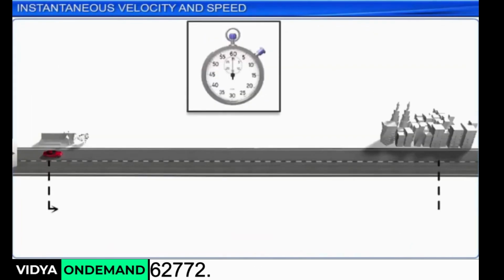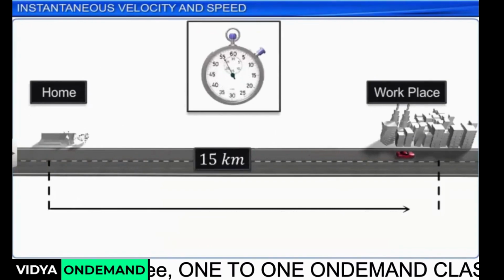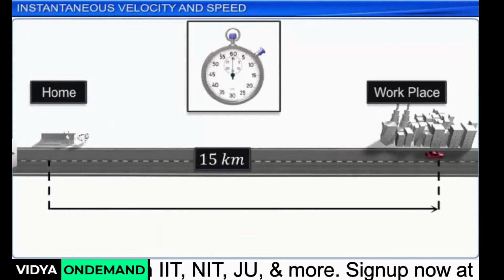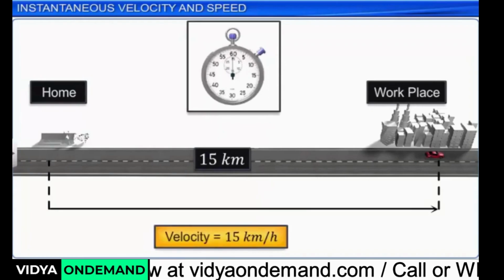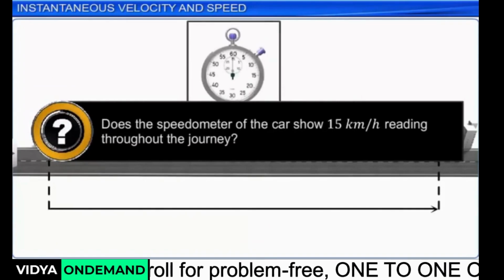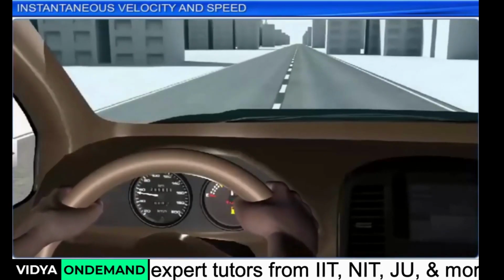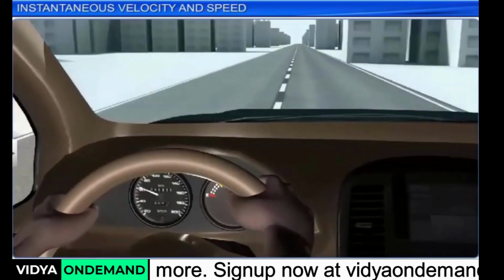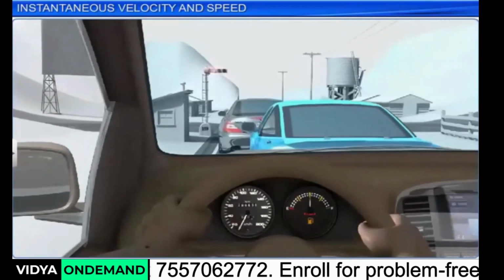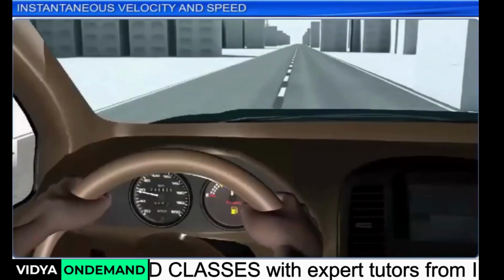Joe travels by a car from his residence to his office, which is 15 kilometers away on a straight road, in 1 hour. We can say that the average velocity of the car is 15 kilometers per hour. Does the speedometer of the car show a reading of 15 kilometers per hour throughout the journey? No. The speedometer reading was fluctuating continuously between 0 kilometers per hour at signals, 5 kilometers per hour at traffic jams, and 60 kilometers per hour on the freeway.